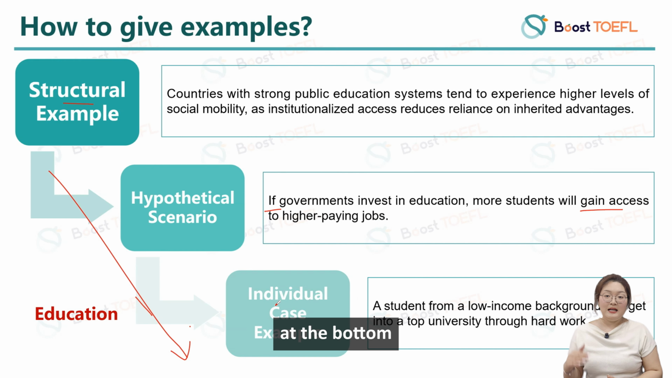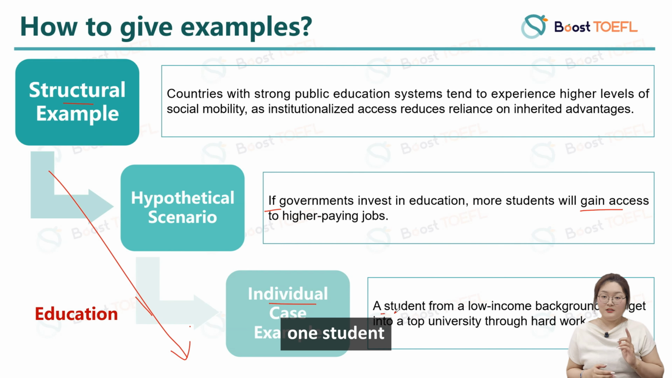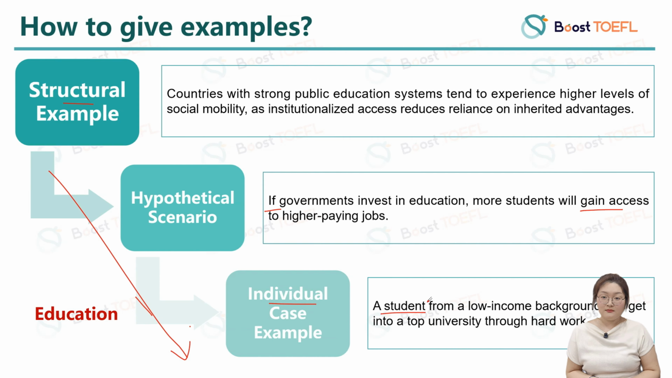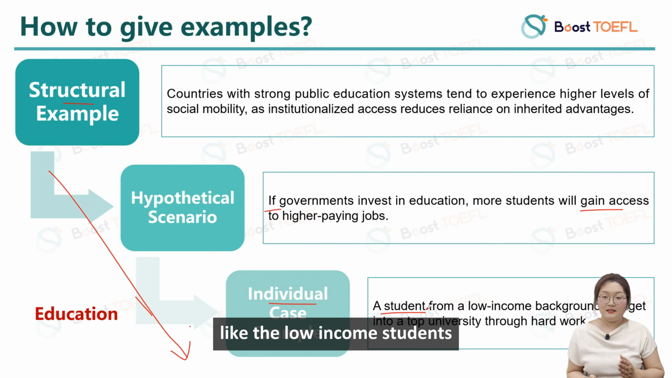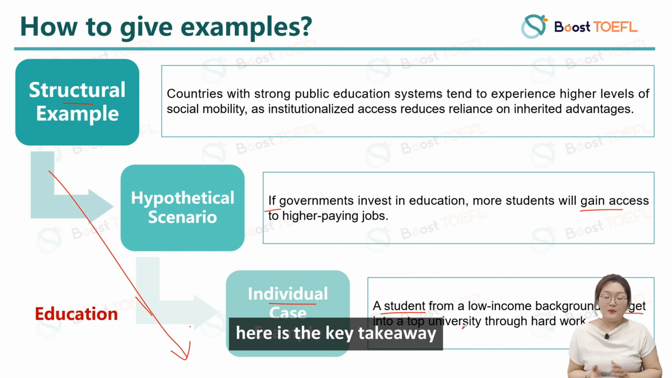And finally, at the bottom, individual case example. Now we go all the way down to the personal level. One student, one story, one tangible outcome. The structure is we start with a specific individual, like the low-income student, and then the action, and finally the outcome. So here is the key takeaway.